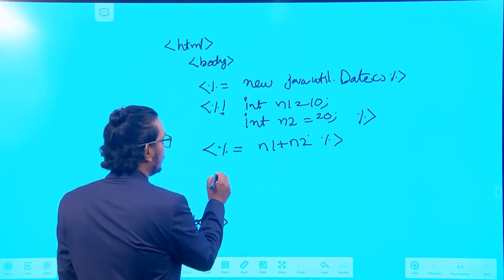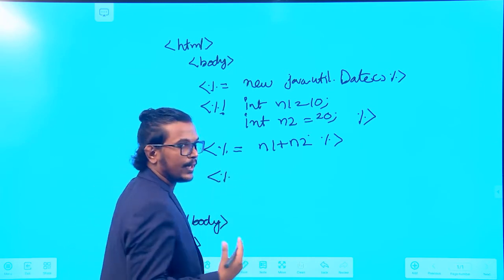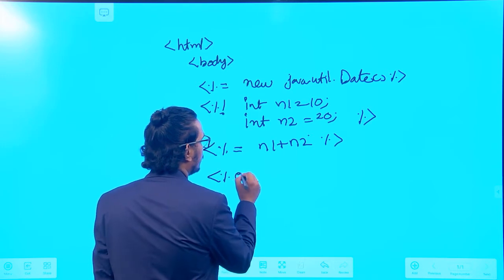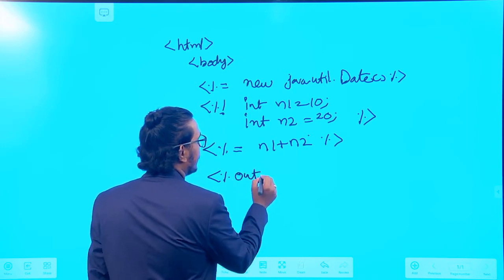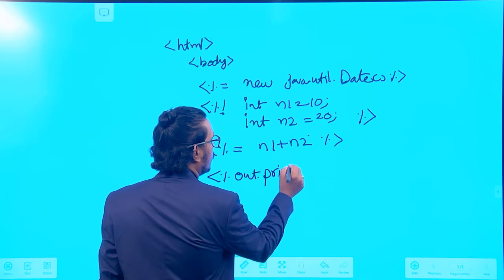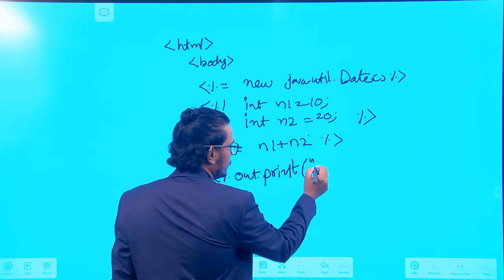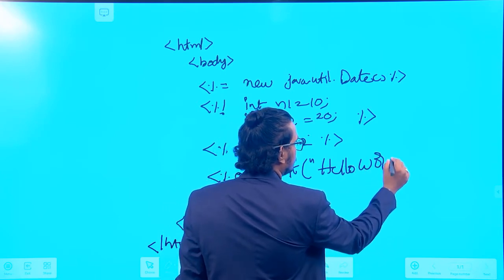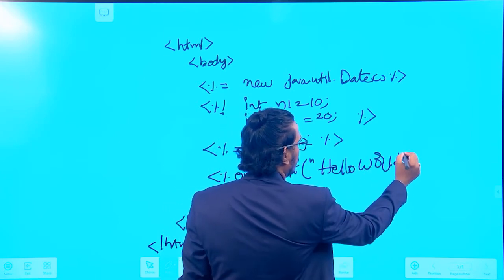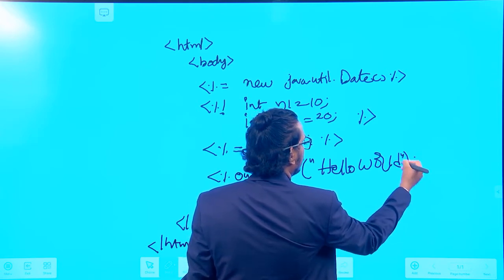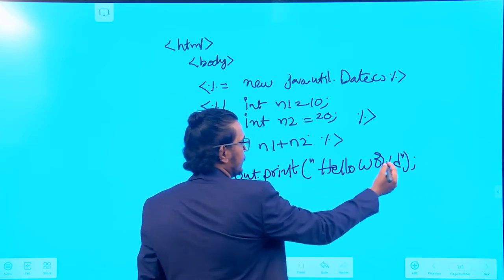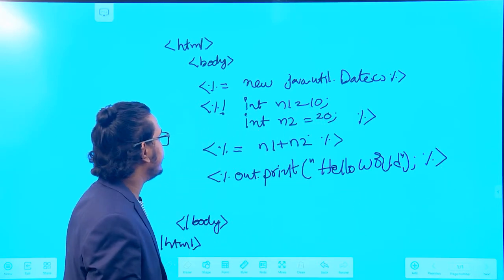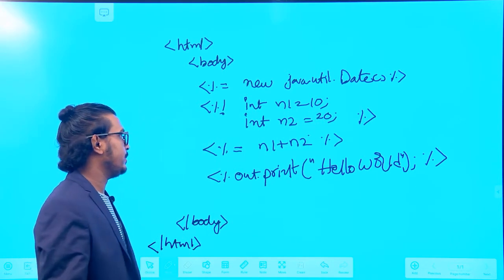Okay, now if you want to display some content in the web browser, for that you have to use the scriptlet tag with out.println or out.print. So here we print the message, hello world. After that, close with a semicolon and close your scriptlet tag. Okay, so this is your JSP program.